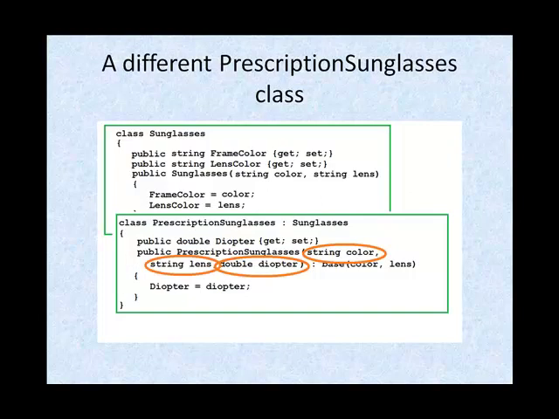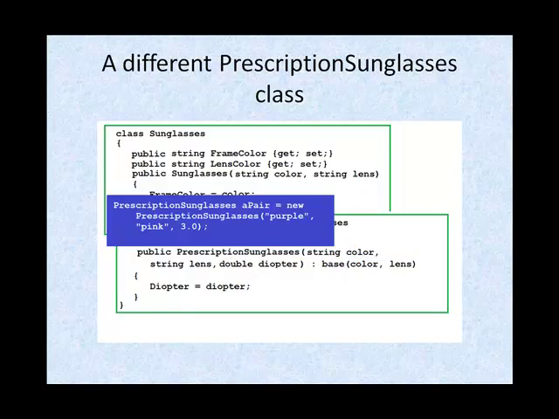Here's a different way the prescription sunglasses class might require three parameters of its own: color, lens, and diopter. Two of these could then be passed to the base class constructor, color and lens. Color could go to the base class color parameter and lens to the base class lens parameter. Then the diopter could be set in its own constructor. So when you declare a pair of prescription sunglasses and use the arguments purple, pink, and 3.0, you get a pair of sunglasses with purple frames, pink lenses, and a 3.0 diopter.